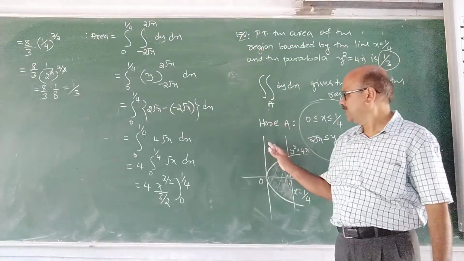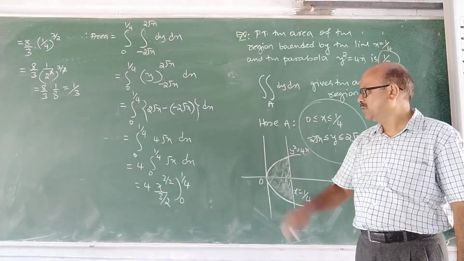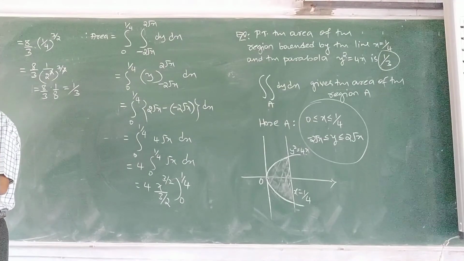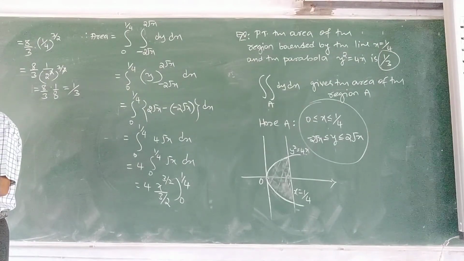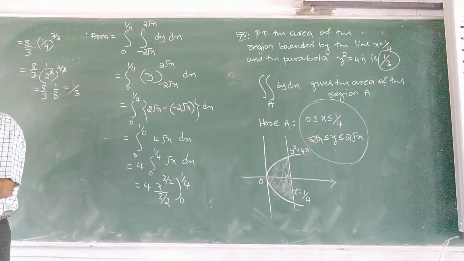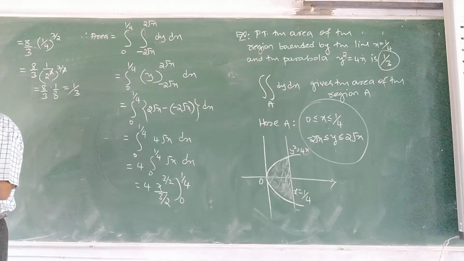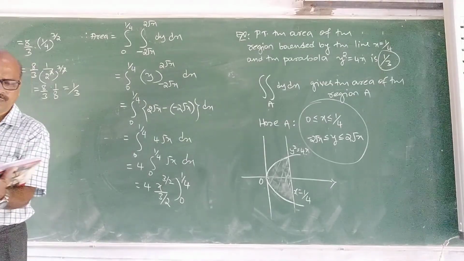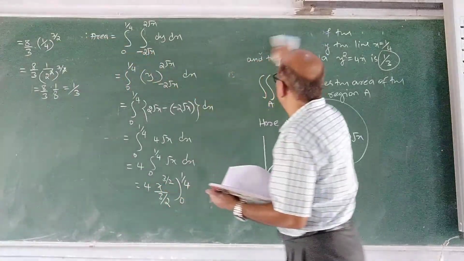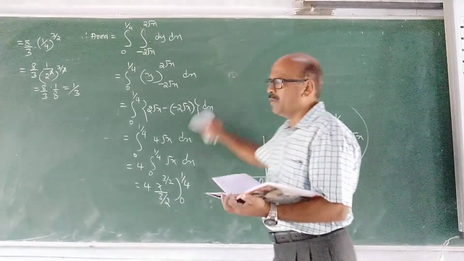Using this double integral, I think we can calculate even more easily. This is the area bounded by the parabola and the line. Next, take this problem. All of you have completed. Last step, what is the answer? 1 by 3.